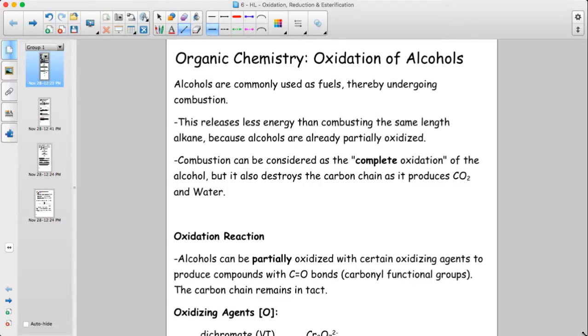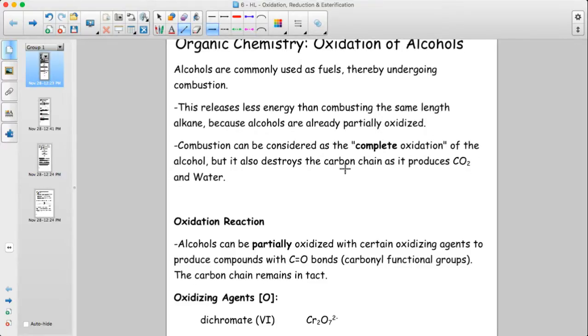Now, they're not quite as efficient fuels as alkanes because they release a little bit less energy per mole, and that's because they already have some oxygen on them. By their very nature, being an alcohol means having a hydroxyl or an OH group on you. So they're already a little bit oxidized, which means net the delta H is smaller than when you burn alkanes. Combustion can also be considered as a complete oxidation of the alcohol, meaning that the carbon chain gets totally destroyed and you end up producing carbon dioxide and water, which are the fully oxidized forms of carbon and hydrogen.